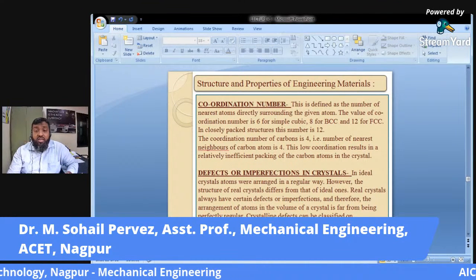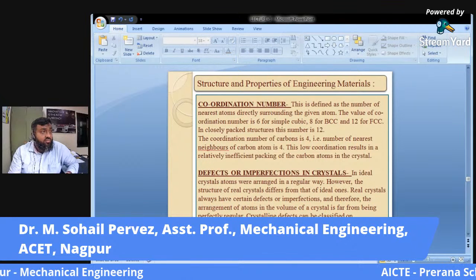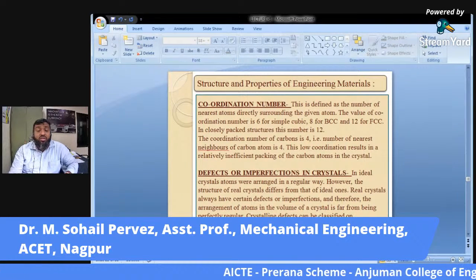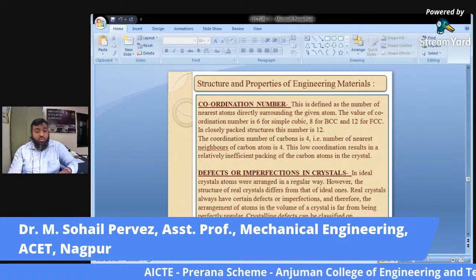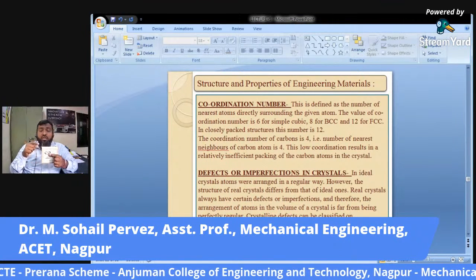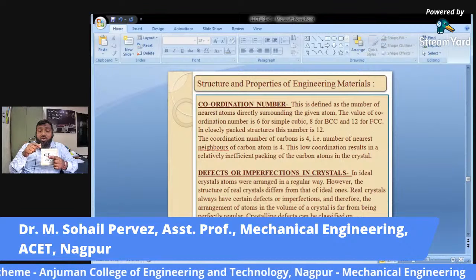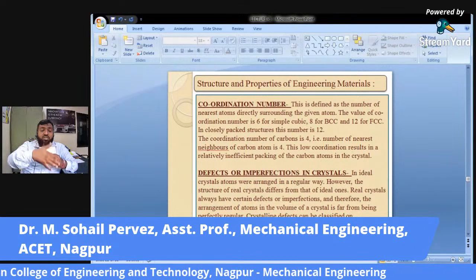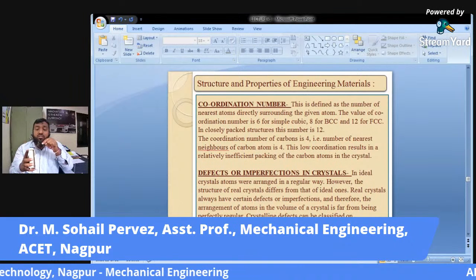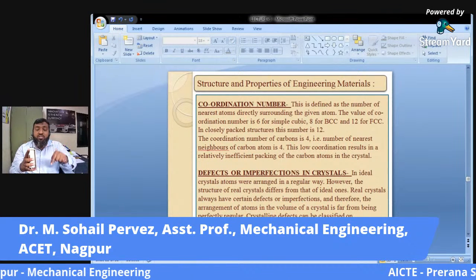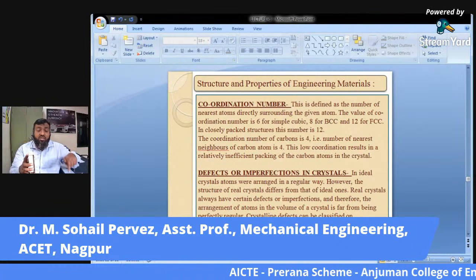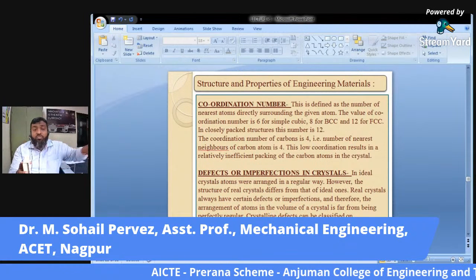Now, the defects and imperfections in crystals. When we say defects, in an ideal crystal, atoms are arranged in a regular shape. So, for example, in a regular order: 1, 2, 3, and 4, then in front of this again 1 dash, 2 dash, 3 dash, and 4 dash. In front of this 1 double dash, 2 double dash, 3 double dash, and 4 double dash. So a regular structure will be there.